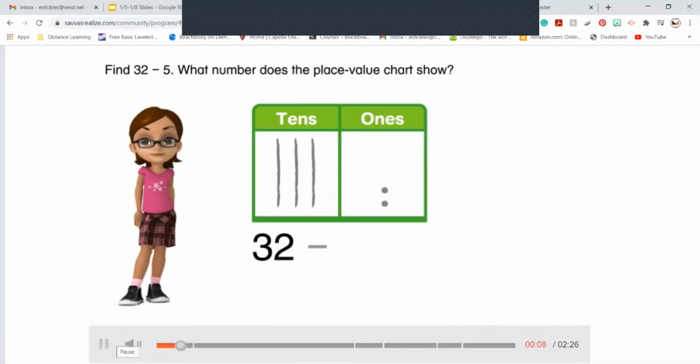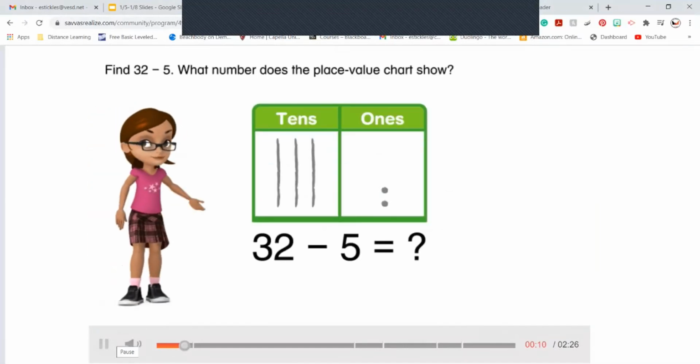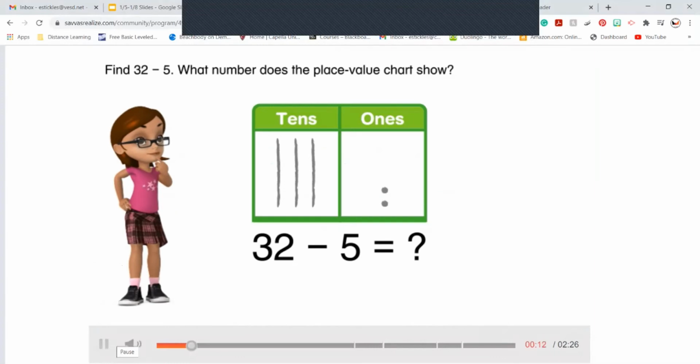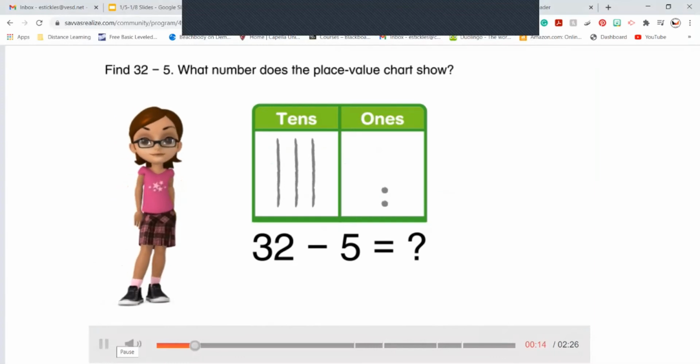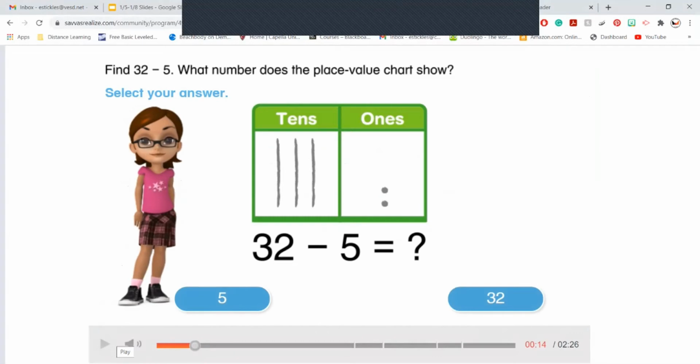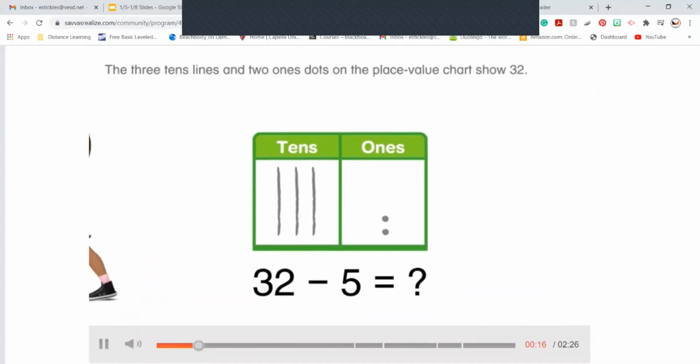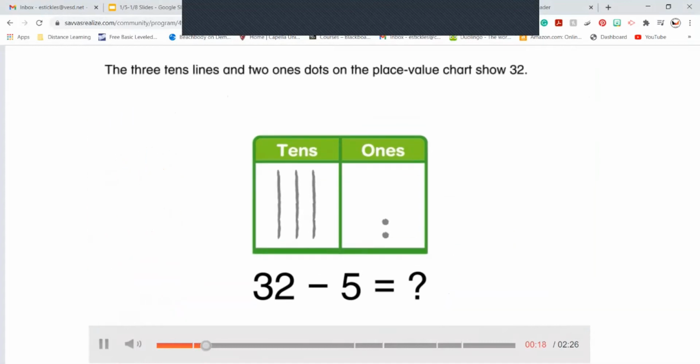Find 32 minus 5. What number does the place value chart show? Select your answer. There's 3 tens and 2 ones, so that shows 32. The 3 tens lines and 2 ones dots on the place value chart show 32.